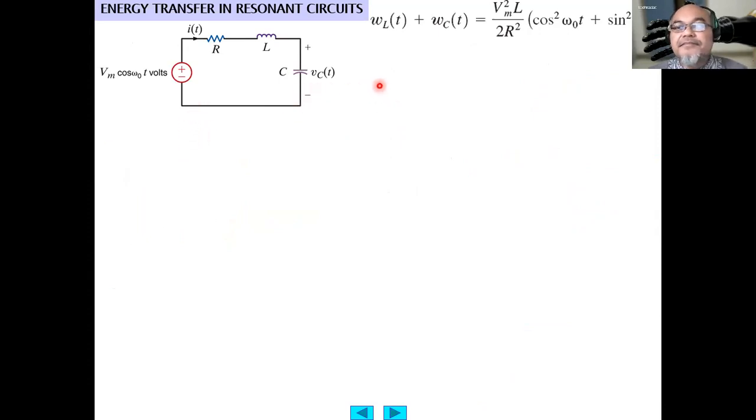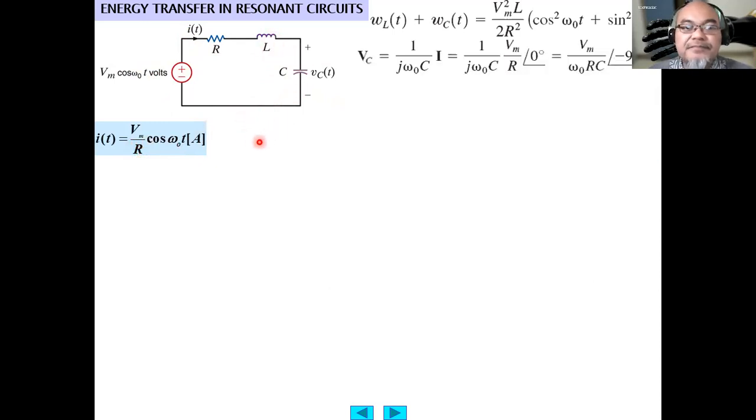Then, energy transfer in a resonant circuit. The current flowing through the circuit is V maximum cosine omega t, expressed as a sinusoidal function, divided by R. This is at resonance, of course, so the components of the impedance due to L and C are 0.